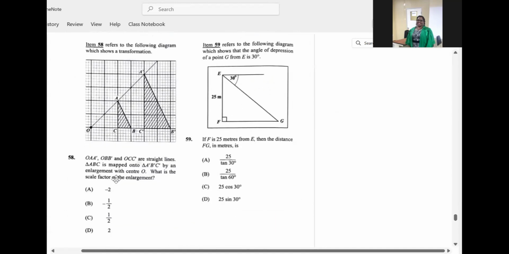58. OA, A prime, OB, B prime, and OC, C prime are straight lines. Triangle ABC is mapped onto triangle A prime, B prime, C prime by an enlargement with center O. What is the scale factor of the enlargement? The scale factor is simple to see if you can compare lengths or distances, right? So look at A to C. A to C is 2 centimeter blocks. A prime to C prime is 4 centimeter blocks. B to C is 1 block. B prime to C prime is 2 blocks. So from those two comparisons, you could see that the scale factor is 2.